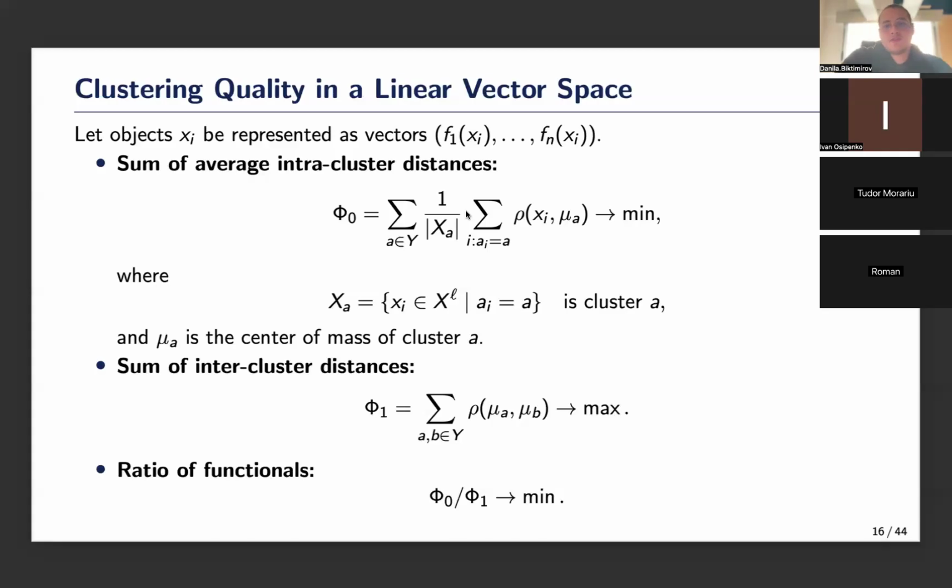Also, we may maximize inter-cluster distance to ensure that different clusters are as far apart as possible. So in the first case, we minimize the inside distances, and in the second, we maximize the distances between the different clusters. We maximize the sum of squared distances between each cluster center and the global center.